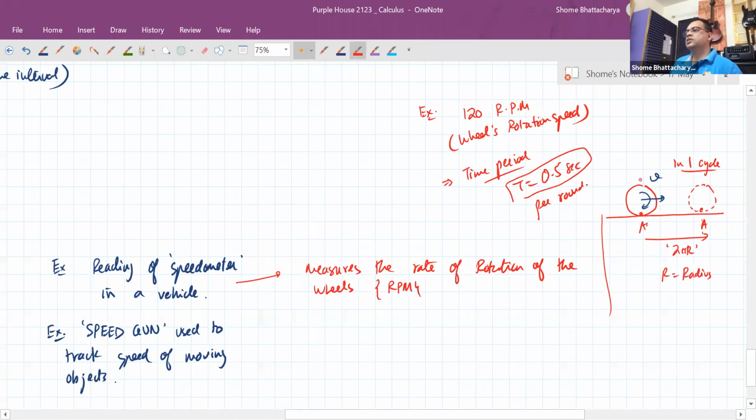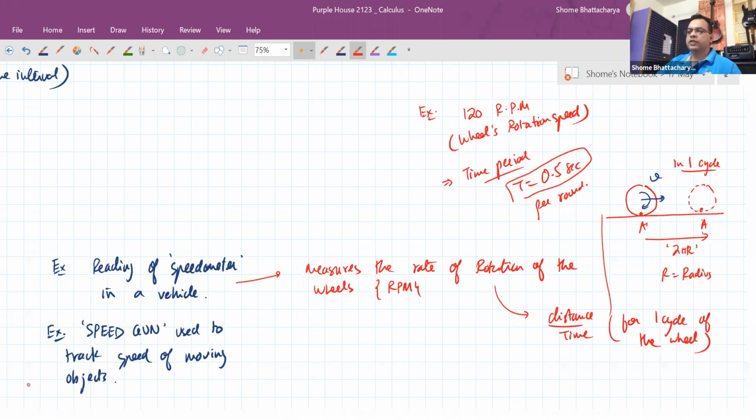Okay. So what is the instantaneous speed, or the speed during this small time? So how does it measure the instantaneous speed? By measuring the distance with respect to time for one cycle of the wheel. So what is the difference between average speed and this particular instantaneous speed? Now compared to the journey time, one cycle of the wheel will be a very small amount of time. Like in this case itself, for 120 RPM, it is half a second. But typically, the RPM might be much larger. So we are talking about a much smaller interval of time.